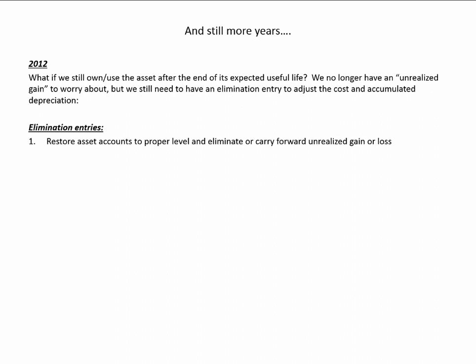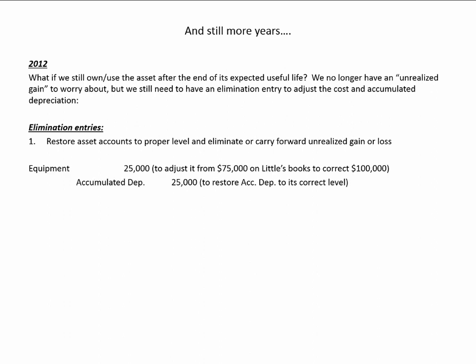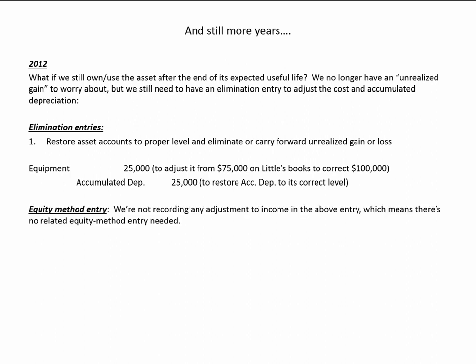So basically, we need to restore the equipment and the accumulated depreciation to their correct values, tacking on $25,000 onto the equipment and $25,000 onto the accumulated depreciation. The asset still has 0 book value, but at least we've got the underlying information having the correct values. Equity method entry, there isn't any because we're not making any adjustment to our earnings.